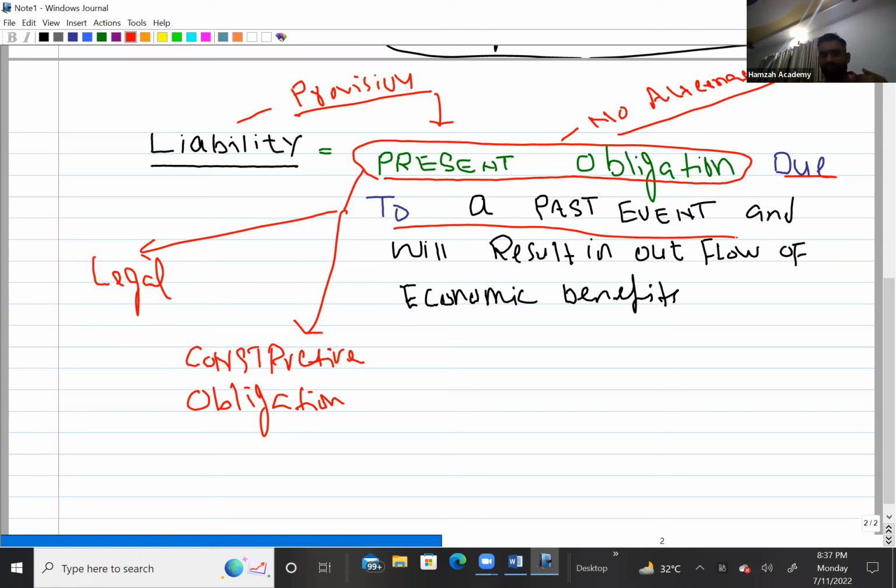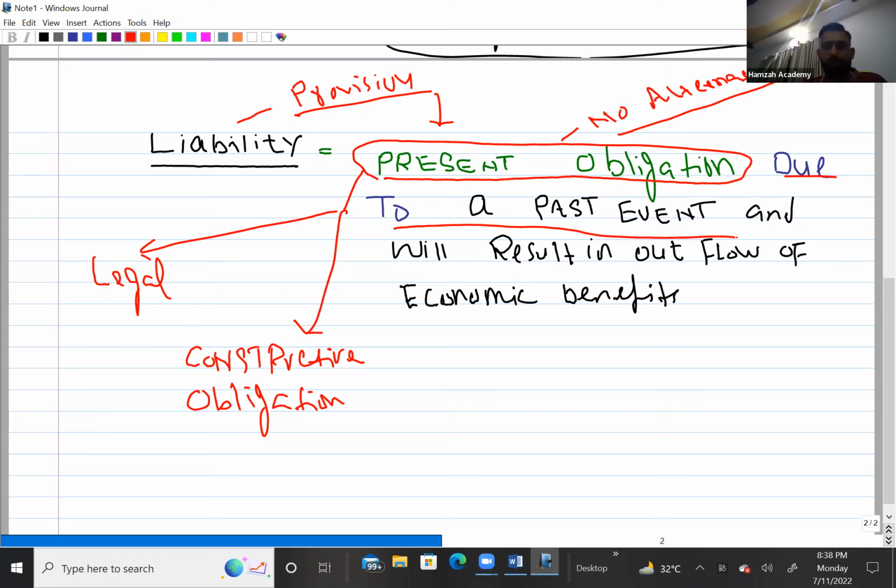So if we have an obligation on us, that means something happened in the past. Like in a catering company, they delivered bad quality food. That was the past event. That was the obligatory event which created the present obligation today. So present obligation means that there will be a past event. If there is no past event, there cannot be any present obligation today. Okay, so present obligation due to a past event, and it will result in outflow of economic benefits. So you have to give something.